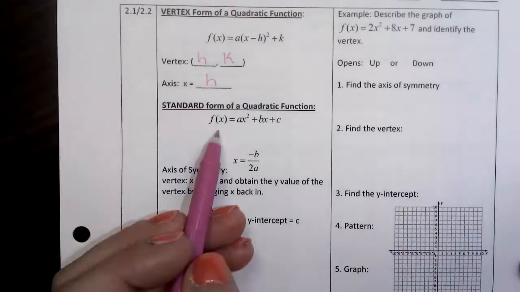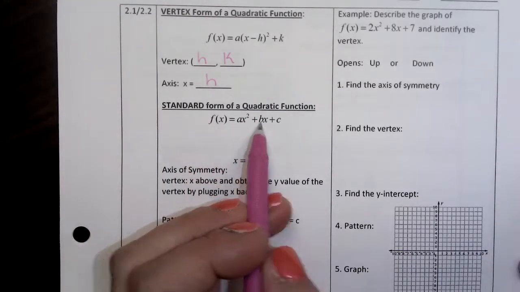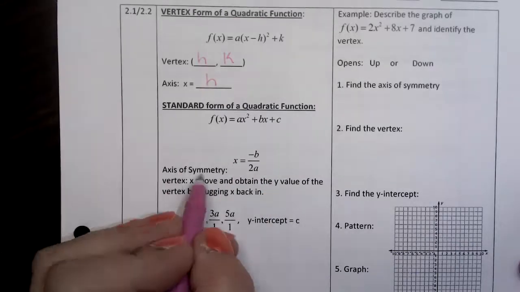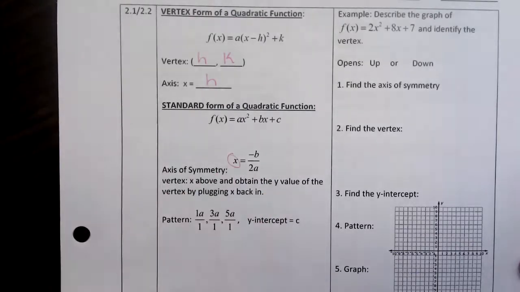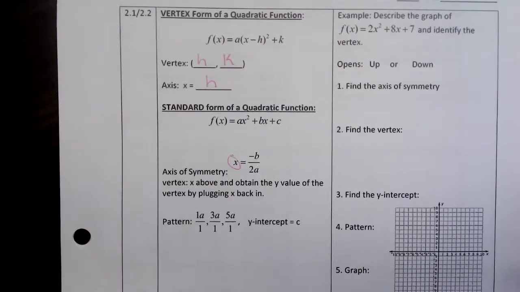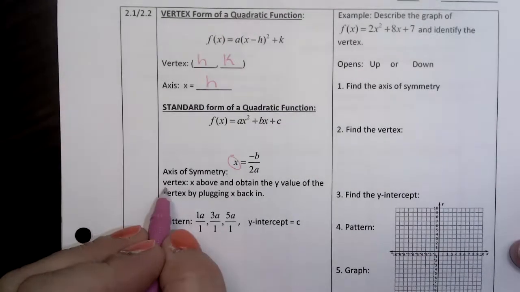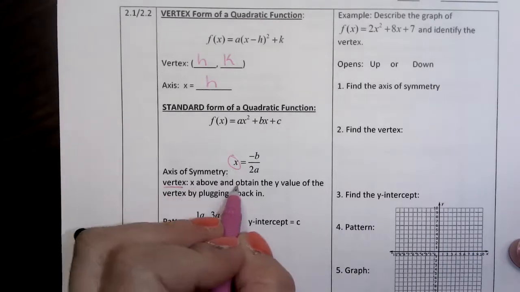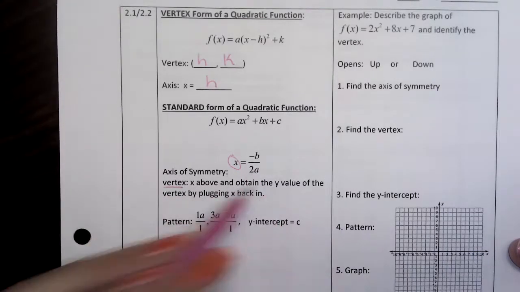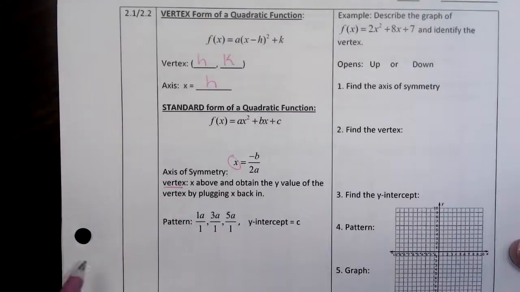Standard form of a quadratic is f of x equals ax squared plus bx plus c. Your axis of symmetry, so that's your x, equals negative b over 2a. To find the y of your vertex, your x above is the x of your vertex, and to find your y, you just plug the x back in.